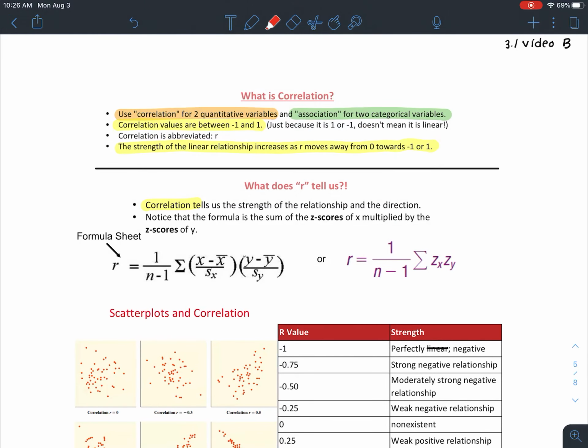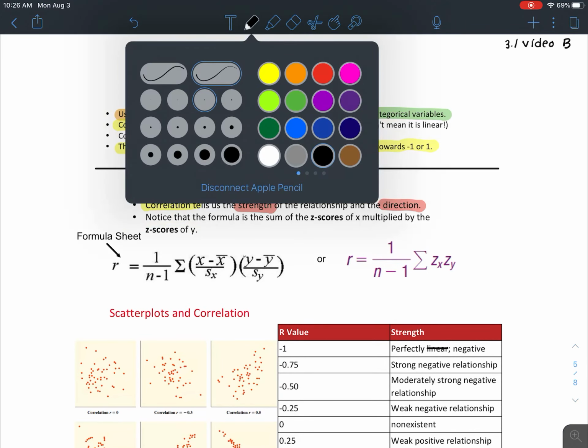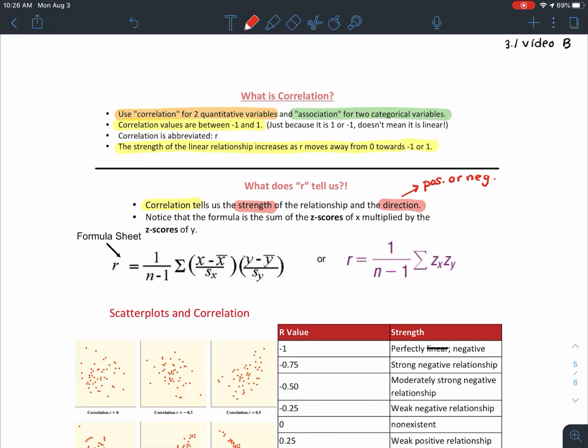Technically, the correlation tells us two things. It tells you the strength of the relationship, and it does tell you the direction of the points in the scatter plot. By direction, I mean positive or negative. If your R value is positive, then we would categorize the correlation as having a positive relationship, as opposed to if the R value is negative, then we would say that it has a negative correlation. But the correlation tells you the strength and the direction, not the form.